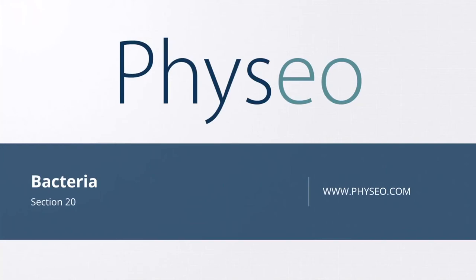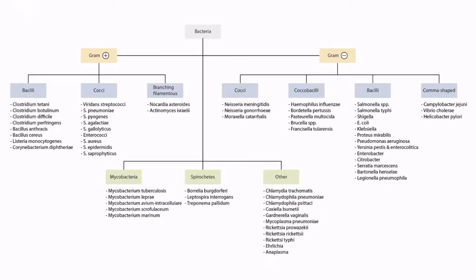Welcome to section 20 of Bacteria. This is our bacteria overview figure, and in this video, we'll be discussing Neisseria. This video will provide overview information on both Neisseria meningitidis and Neisseria gonorrhoeae. You can see both of these organisms right here.